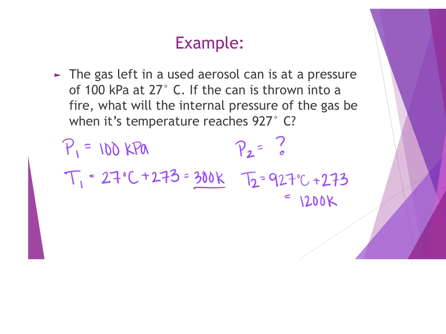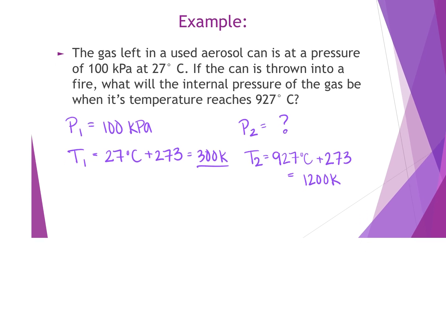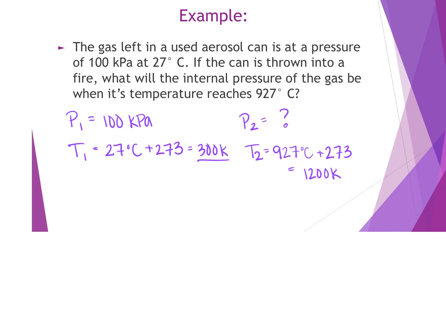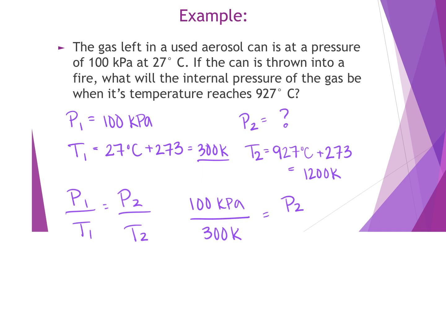Okay, so then we ask ourselves, what equation do we know that has P1, T1, P2, and T2 in it? Charles's? No, wait, no. Yeah, it's the other one. Okay, Gay-Lussac, and again, I just like to write it down. So P1 over T1 equals P2 over T2. Okay, what's the next step? Okay, we're going to actually plug in those numbers. So we'll take 100 kilopascals all over 300 Kelvin. P2, I'm just keeping it as P2 because that's what I'm solving for, all over 1200 Kelvin.